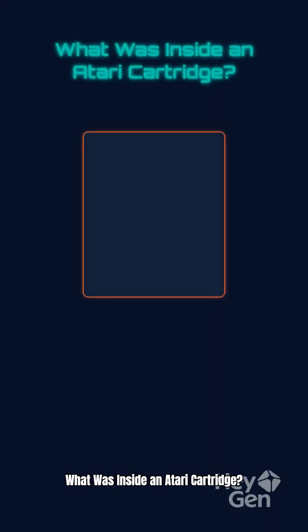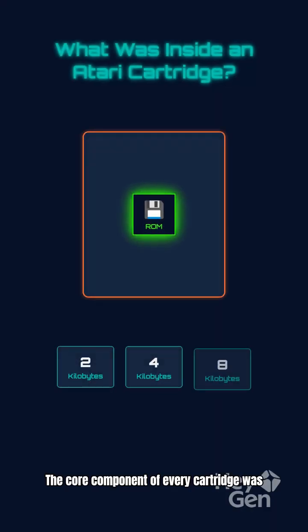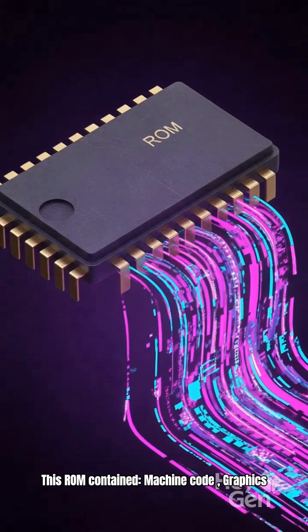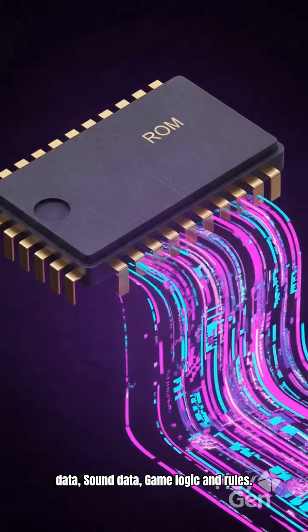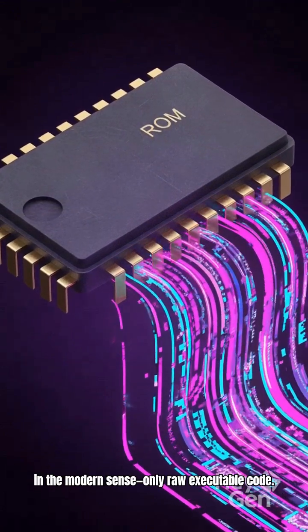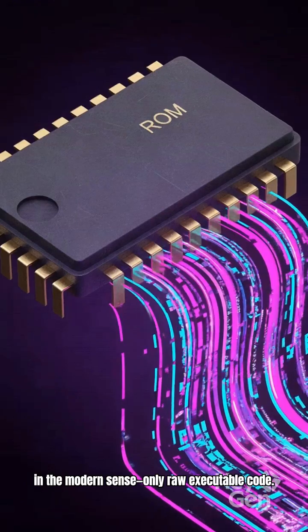What was inside an Atari cartridge? The core component of every cartridge was a ROM chip. Typical sizes were extremely small by modern standards: 2 kilobytes, 4 kilobytes, 8 kilobytes. This ROM contained machine code, graphics data, sound data, game logic, and rules. There were no game files or assets in the modern sense, only raw executable code.